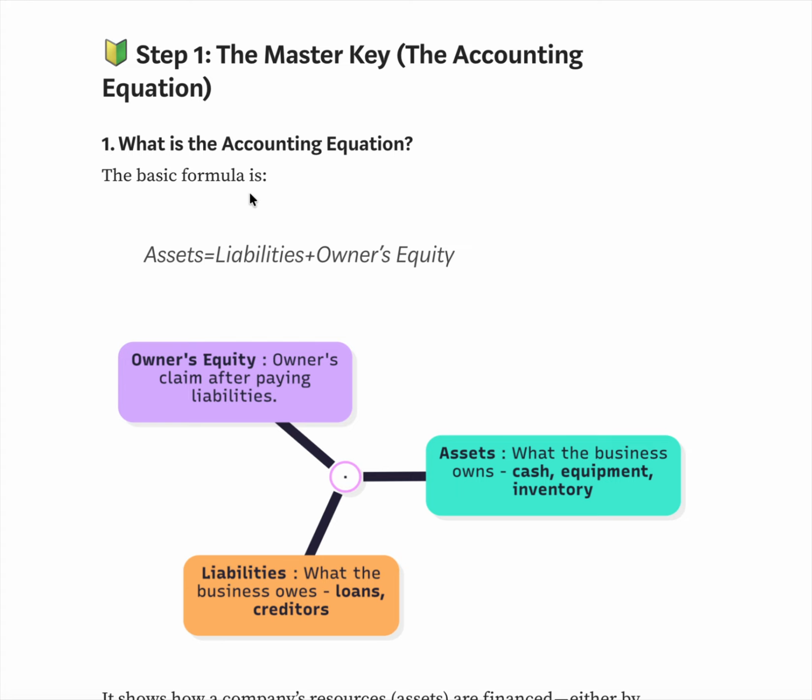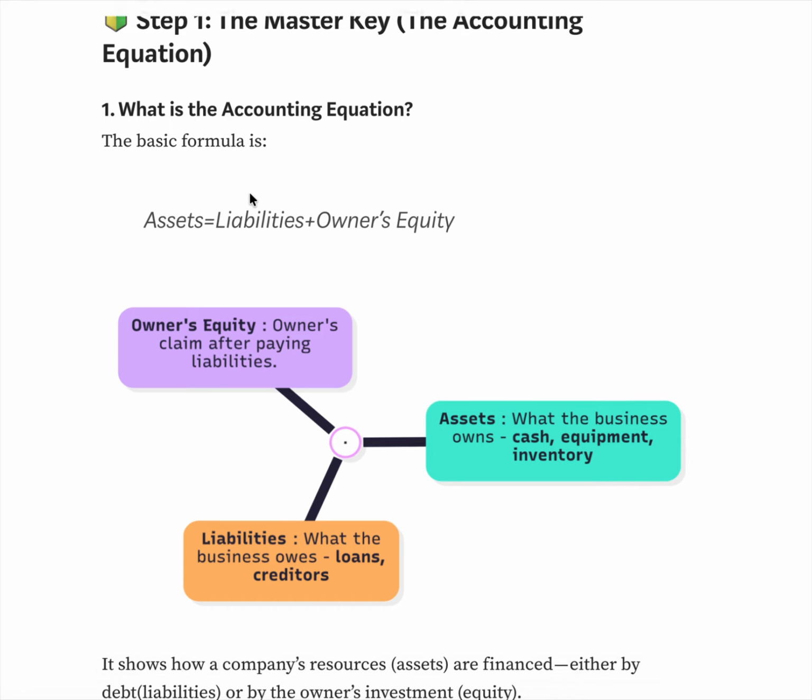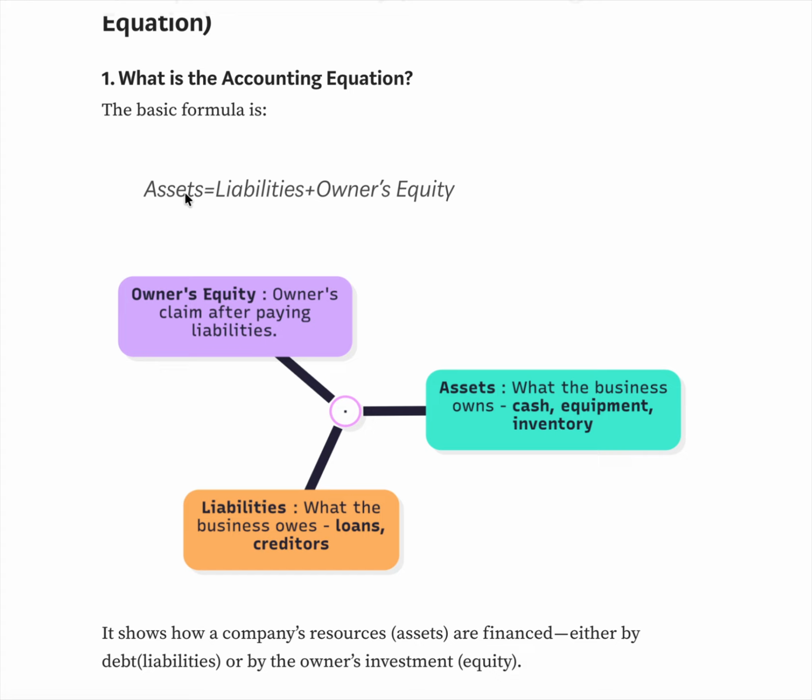So this is the master key. Okay, so what is this accounting equation? As you can see here, the formula is assets equals liabilities plus owner's equity. So what are assets? Assets is what the business owns. What the business has, like cash, equipment, inventory, whatever things they have.